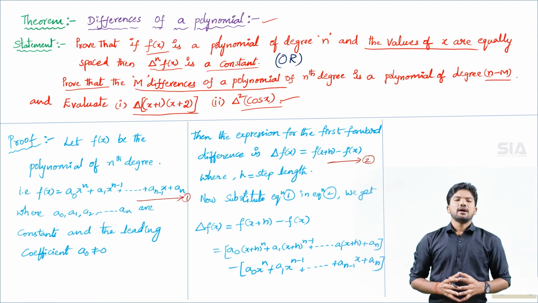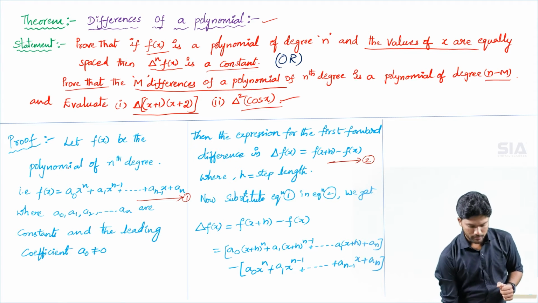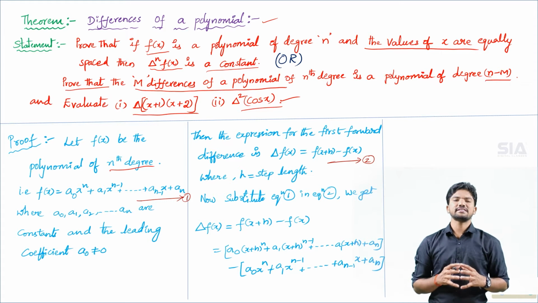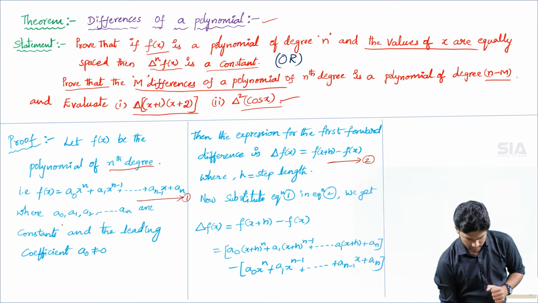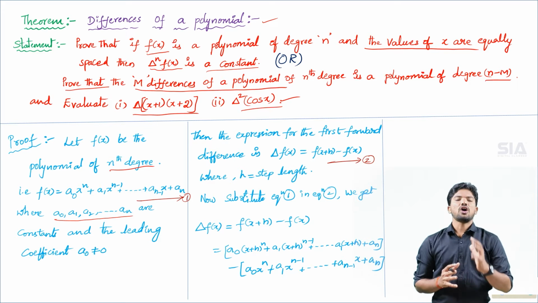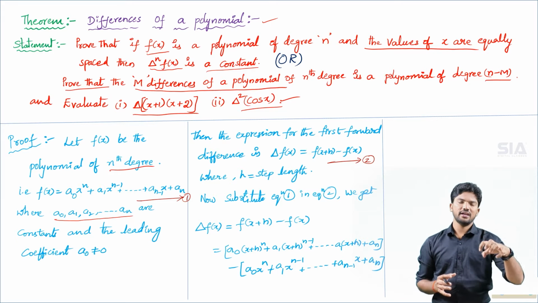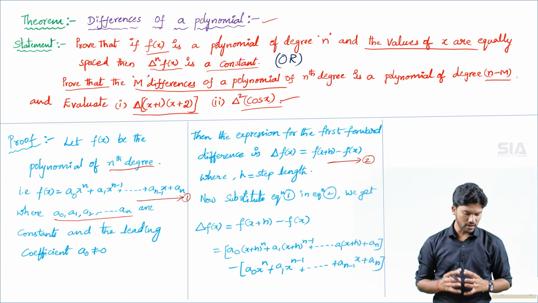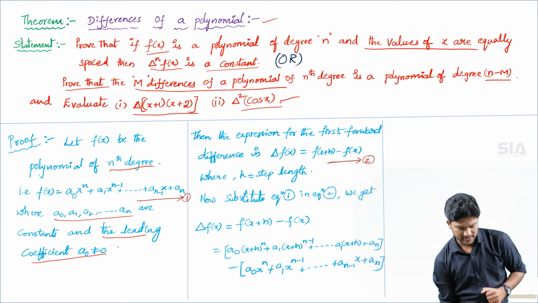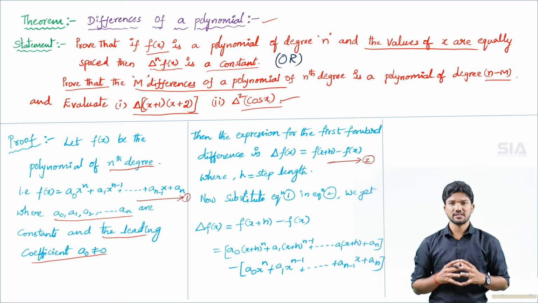Proof. Let f of x be the polynomial of nth degree. In the statement clearly we have f of x is a polynomial of degree n, where a0, a1 up to a suffix n are constants. You know very well, if you take any nth degree polynomial where a0 up to a suffix n are constants, and the leading coefficient a0 is not equal to 0.